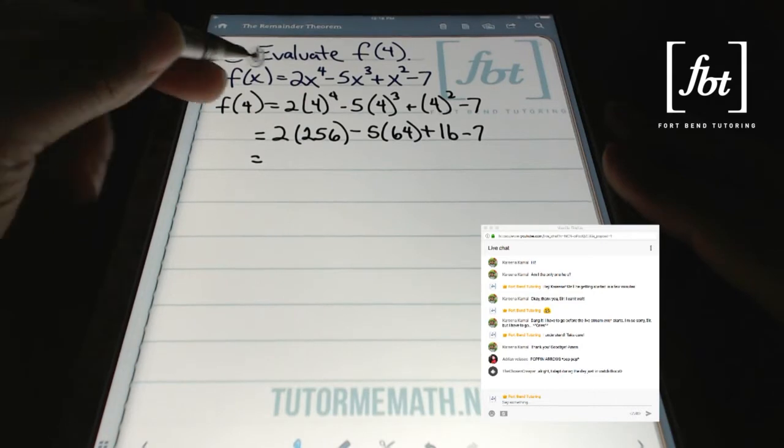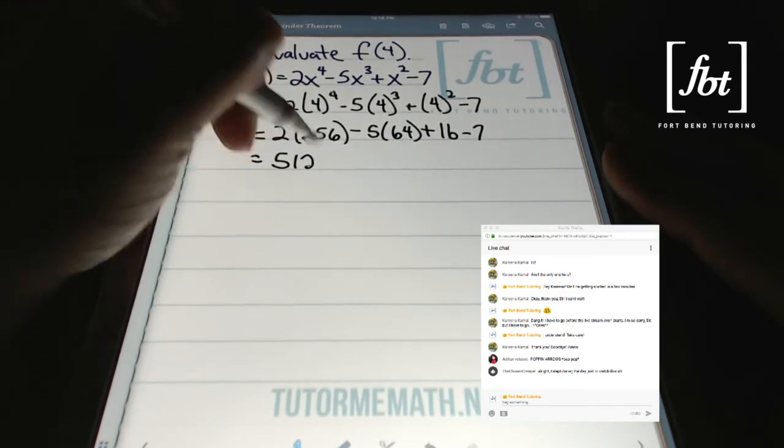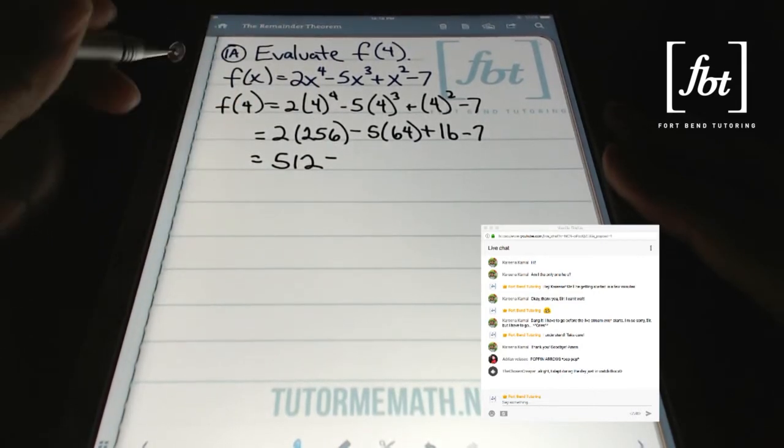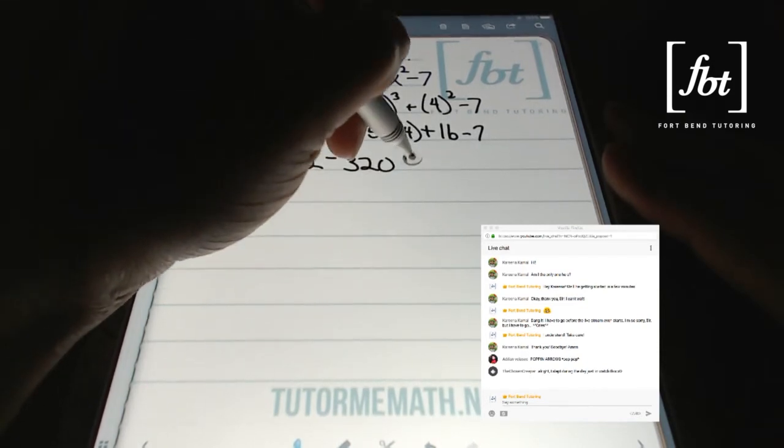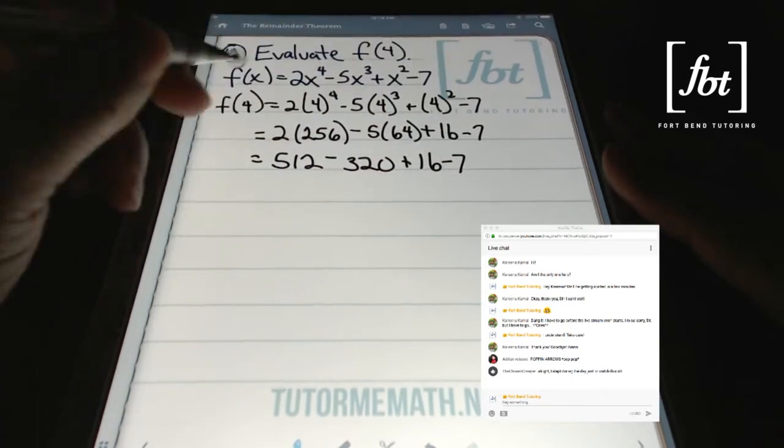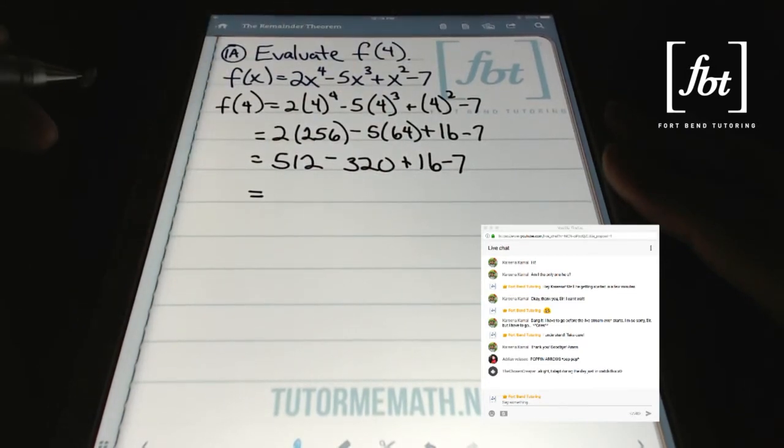So 2 times 256 is going to give us 512, minus the 5 times 64, which is 320. All right, there you go. Plus 16 minus 7. Let's continue to simplify this.